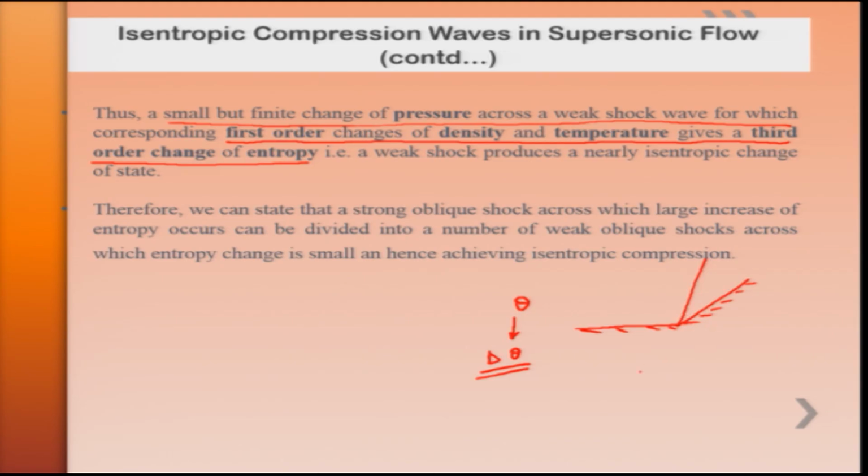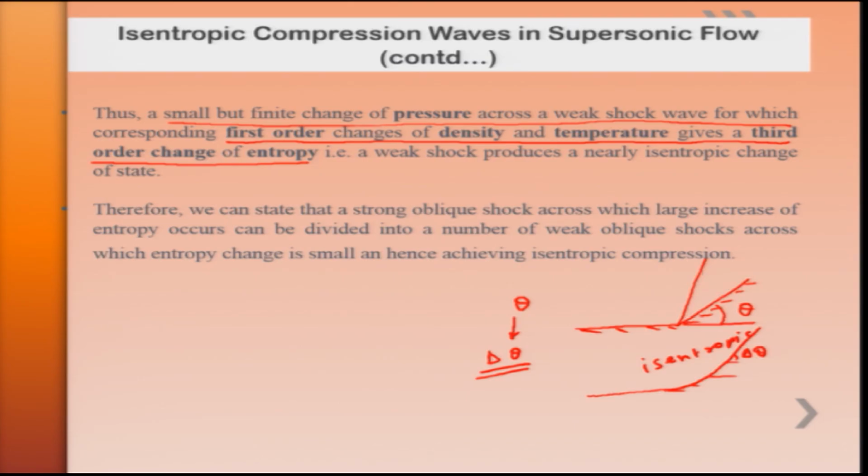In that case, if you divide this deflection angle theta into a continuous variation of smaller delta theta at various stages, then the amount of entropy change will be sensitive to delta theta to the power cube. That means the smaller the delta theta, the equally small the entropy generation will be, and hence we can convert the non-isentropic flow field into an isentropic flow field.